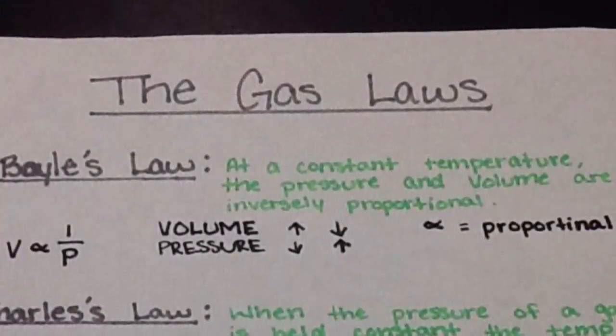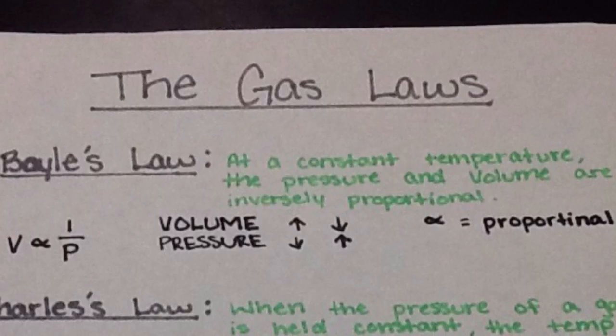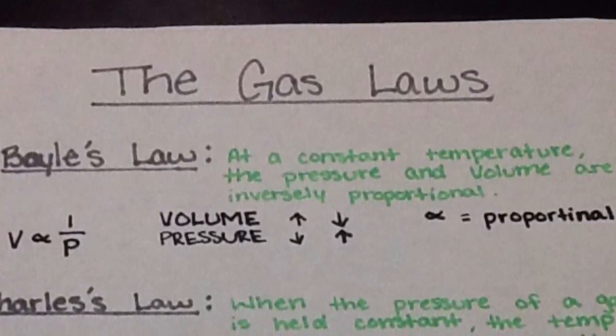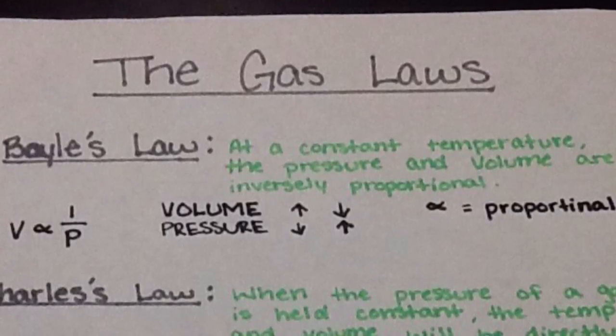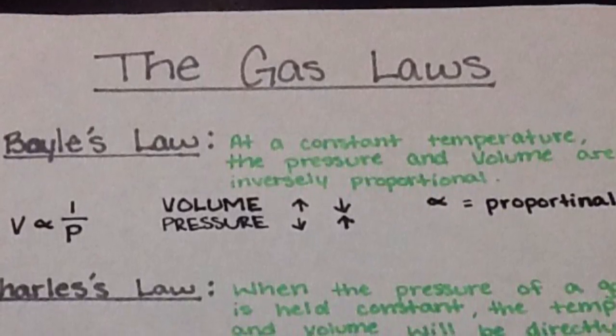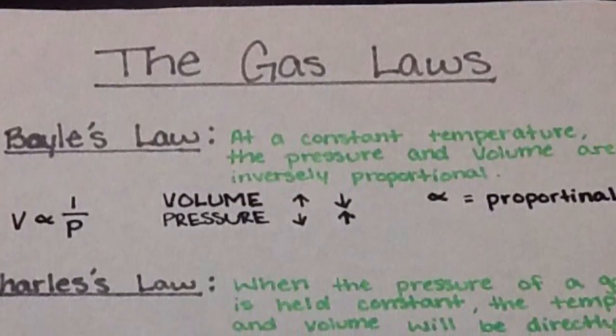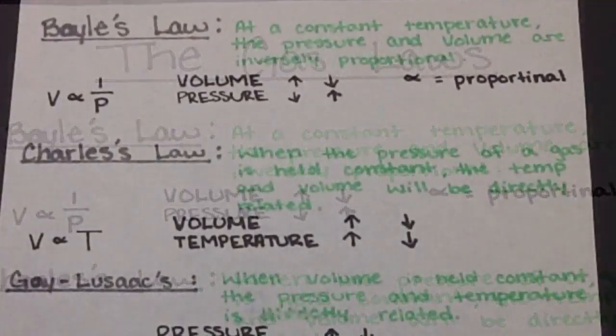The first and most important gas law is called Boyle's law. It states that at a constant temperature, the pressure and volume are inversely proportional. So as the picture shows, as volume goes up, pressure goes down, and vice versa.